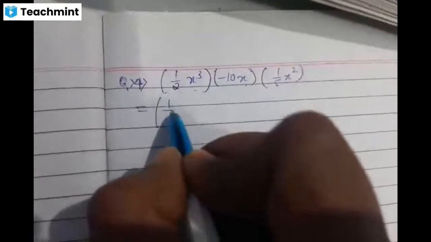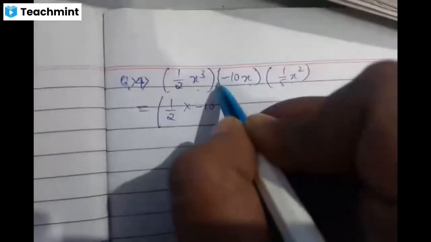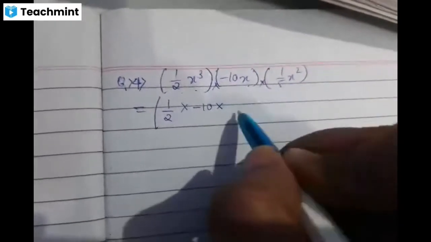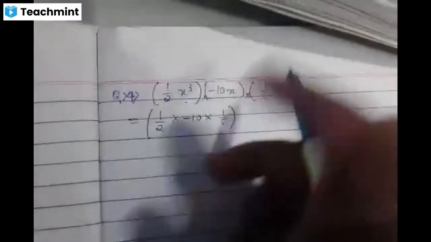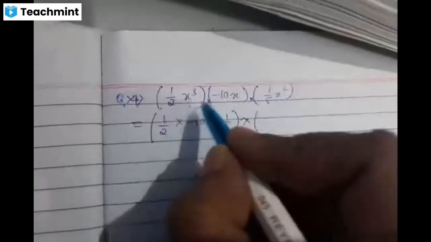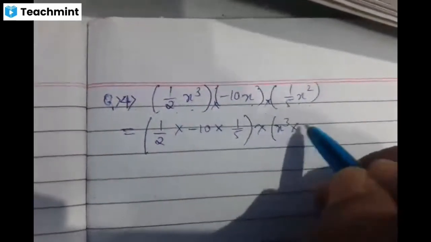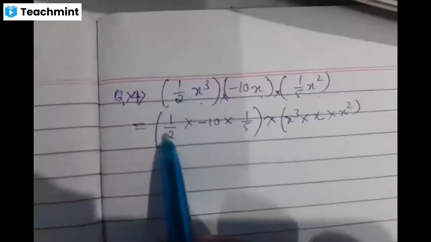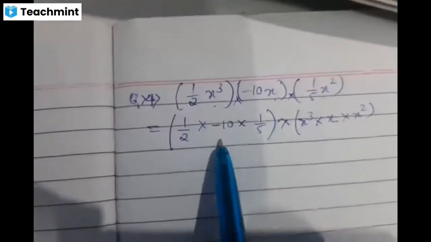First we have to group 1 by 2 into minus 10 into 1 by 5. So we are going to group the constants in one bracket, and in the next bracket we are going to group the variables. Which are the variables, children? The common variables, like x cube into x square. Here you can observe, when writing the constants, I have considered the negative sign. You should not forget the negative sign, children.